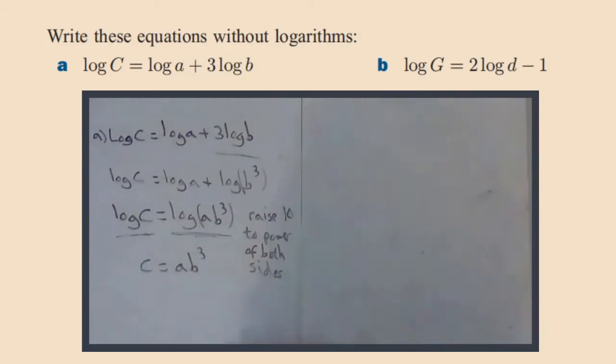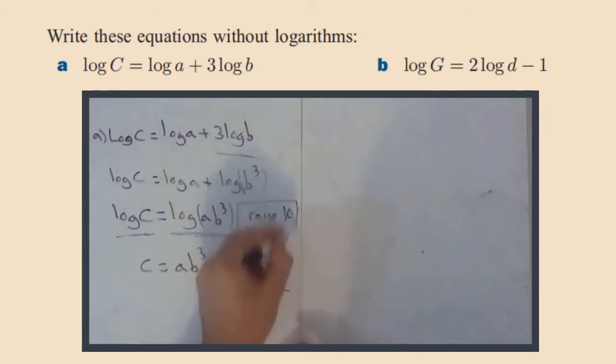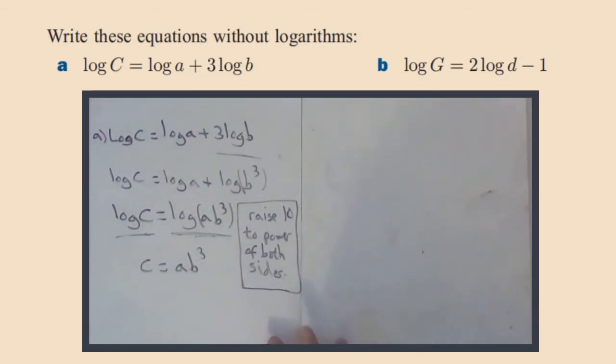So you should get very comfortable. The more practice you do, you'll be able to just do that anyway. But just remember, this is the operation that we're actually doing. So C equals AB cubed, and actually we don't need to go any further than that. We have an equation. It's the same equation. The same values would make it true. And there are no logs, so it's finished.